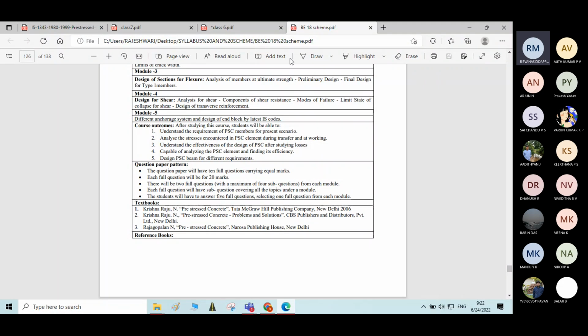The different anchorage systems are available in the Module 1 notes. I have even discussed this in Module 1, students, so I will not be repeating this topic once again. I will be discussing the second part, the design of end block by latest IS codes.